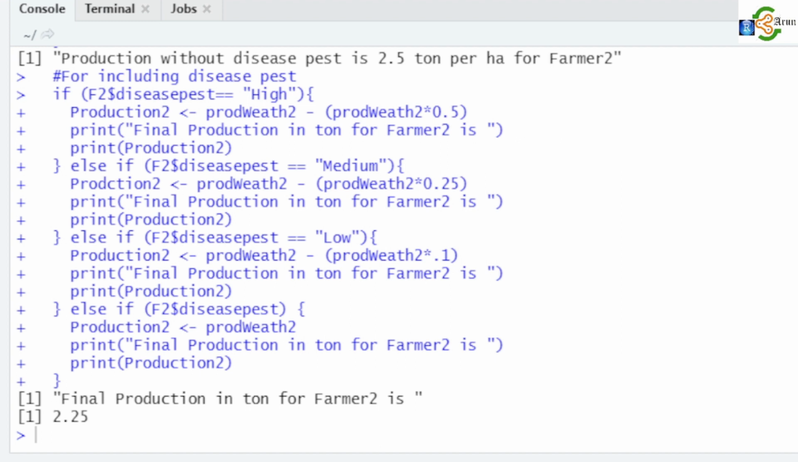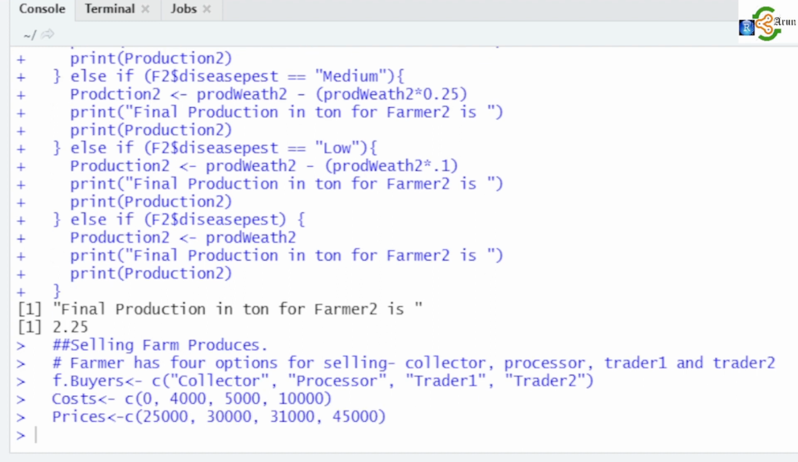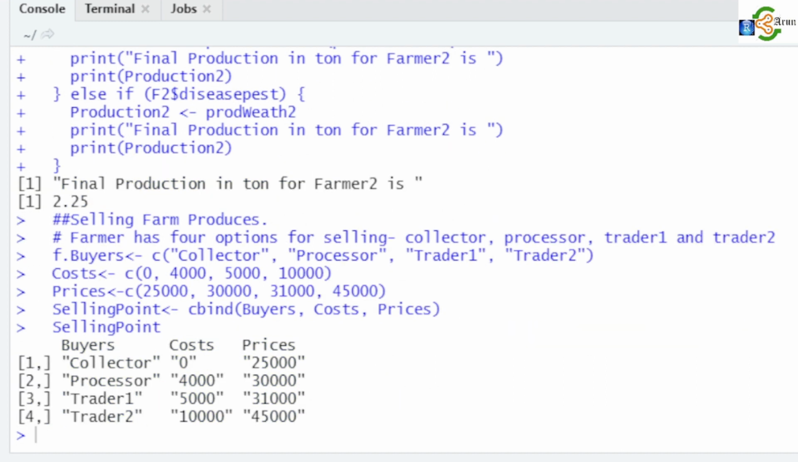Okay, so now we have to sell what we have produced. For selling, we have four options, and there are associated costs and associated prices. Let's see the table. We have the collectors, a processor, and two traders, trader 1 and trader 2, and you can see here the associated cost per metric ton. That means the price that the farmer will get per metric ton.